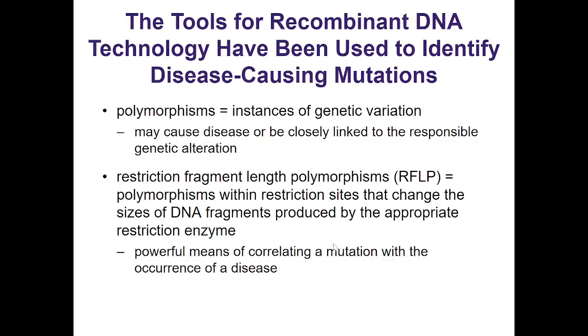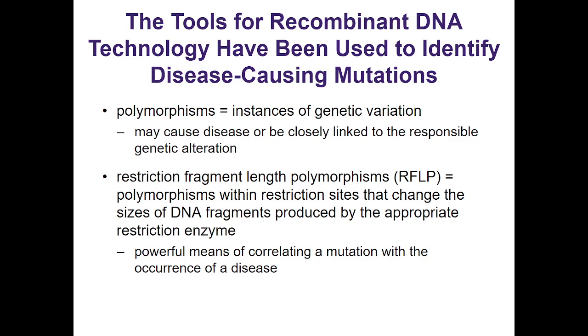The tools for recombinant DNA technology have been used to identify disease-causing mutations. Polymorphisms, these are instances of genetic variation. These may cause disease or be closely linked to the responsible genetic alteration.